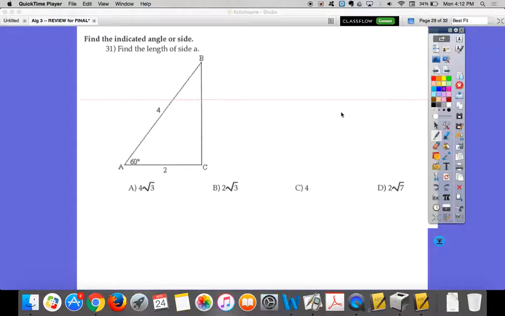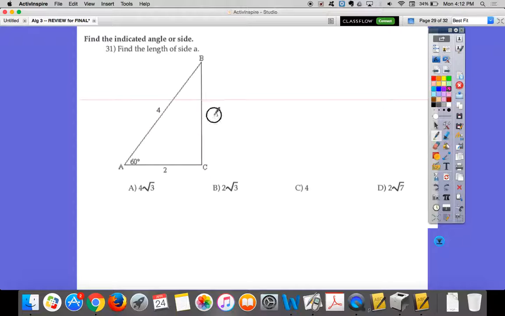Should be able to finish up from here. We have 4 problems left. It says find the length of side A. Now please don't think that this thing is a right triangle just because it kind of sort of looks that way. You can't assume if the little marking, the little box, is not there. So find the length of side A.